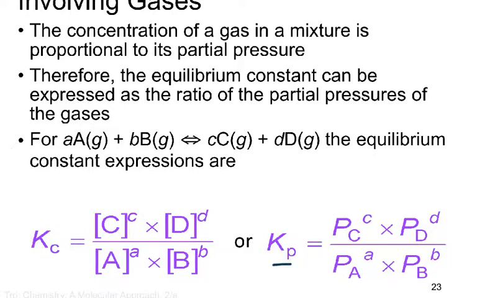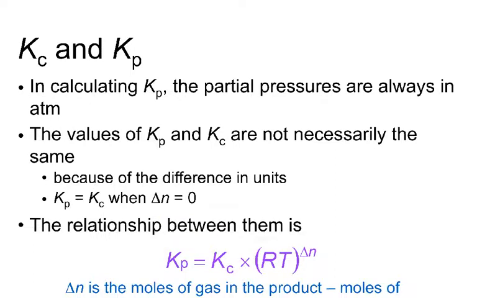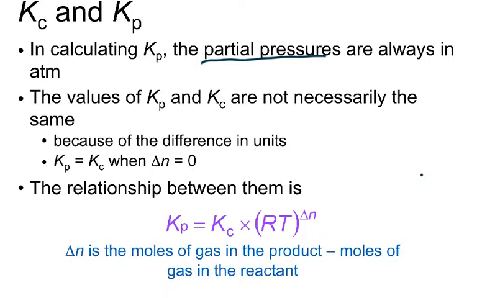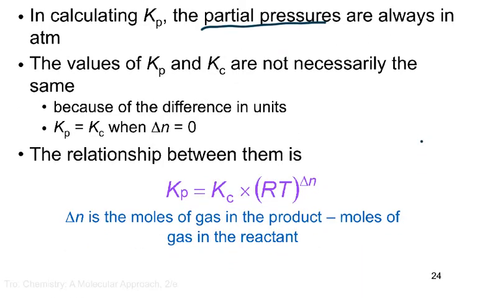So our Kp is going to be the partial pressure of C raised to its coefficient times the partial pressure of D raised to its coefficient divided by the partial pressure of our reactants raised to their coefficients. When you're using Kp, it's important to use your partial pressures in atmospheres. Your values of Kp and Kc are not going to be the same. They are equal to each other when you're not changing the number of moles of a gas.